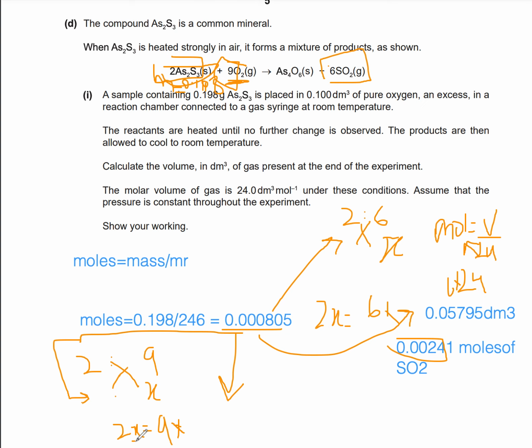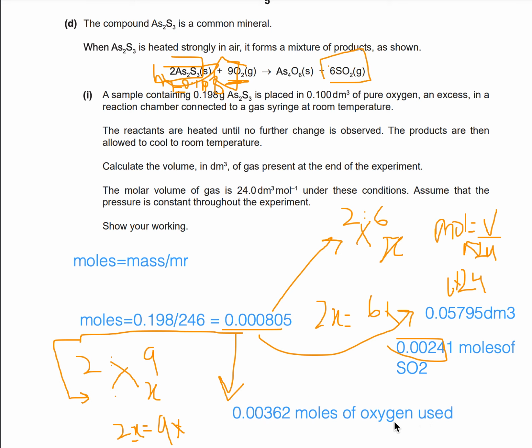Now what is this X? The number of moles which are being used in the reaction. So if I calculate it, 9 multiplied by 0.000805 and divided by 2, I get 0.000362. That's the mole of oxygen used.